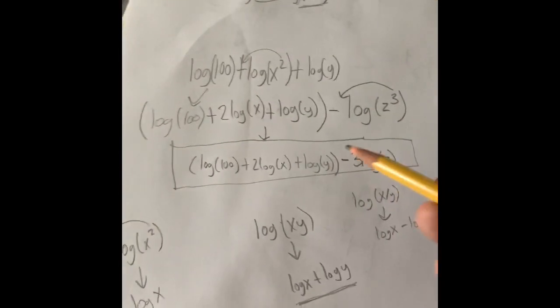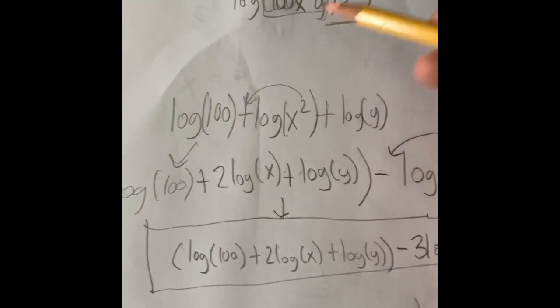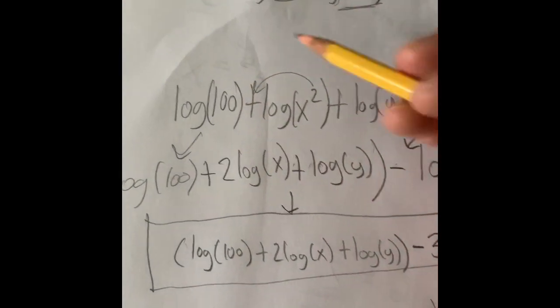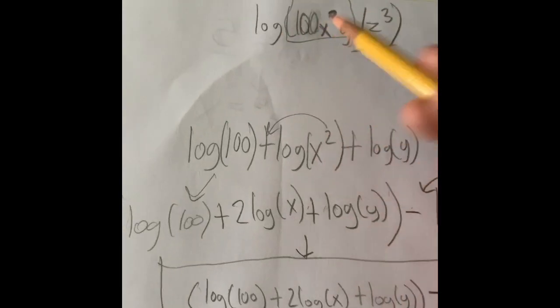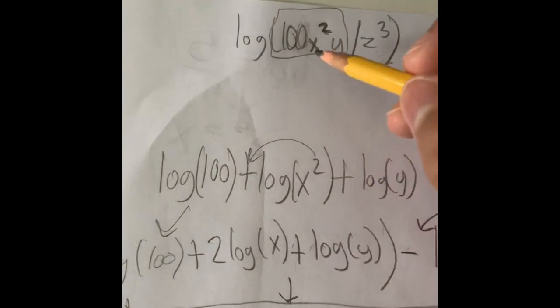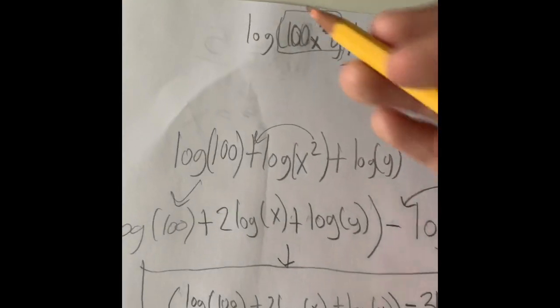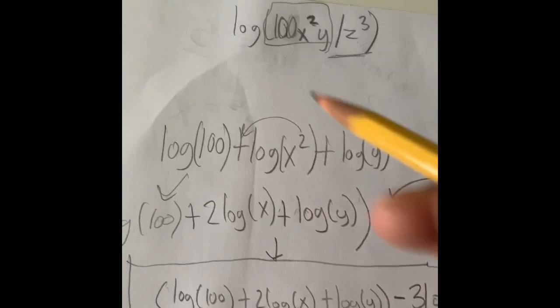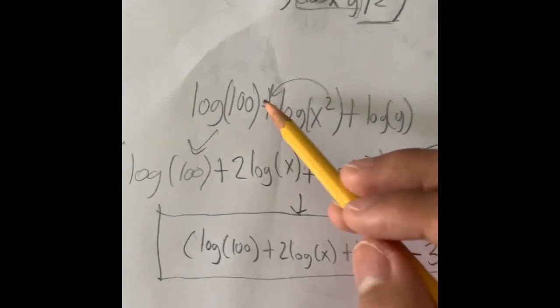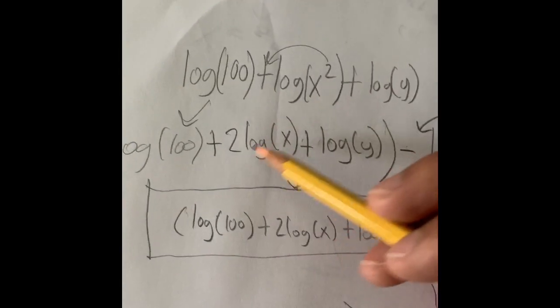So the summary of this is that in logs, whenever they're multiplying, to expand them out, they're actually adding. So if it was log 100x squared y, it's actually log 100 plus log x squared plus log y. And then you also have to watch out for the exponents, because for exponents you have to bring them to the front and make them a coefficient. Like here, log x squared is 2 log x.